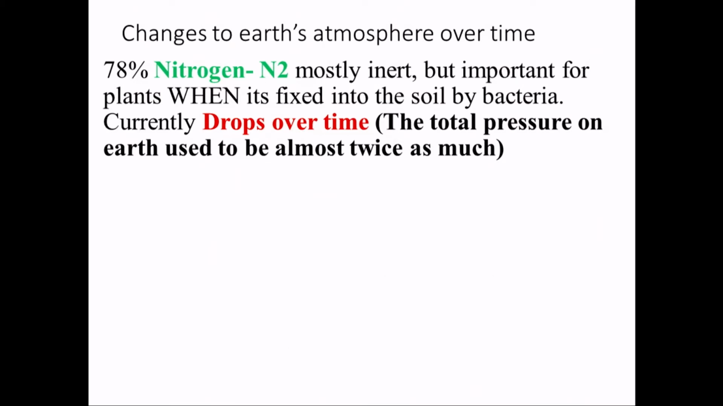And because bacteria take nitrogen from the air and put it in the ground, some of that nitrogen is lost to the ground. It gets trapped underground. So the amount of nitrogen over Earth's history has actually been reduced in the atmosphere. It's been trapped into the ground. It used to have twice as much nitrogen in the air as it does now.